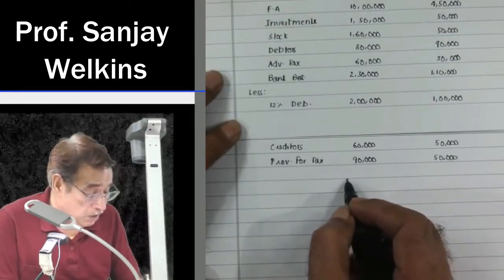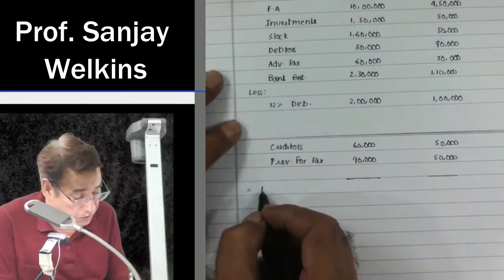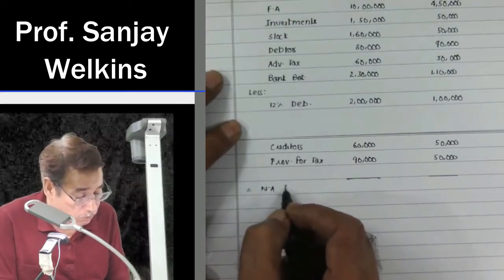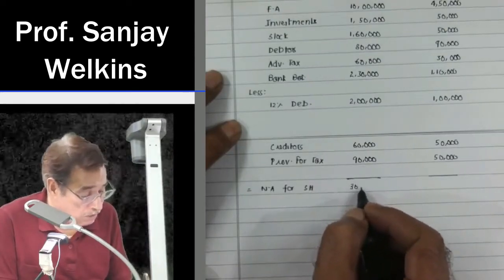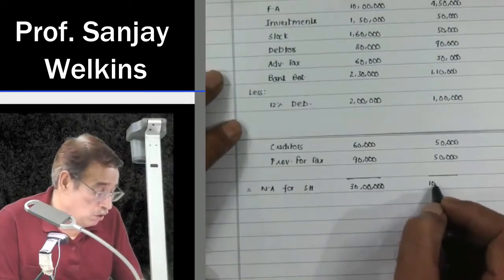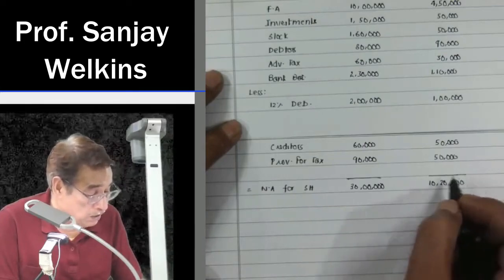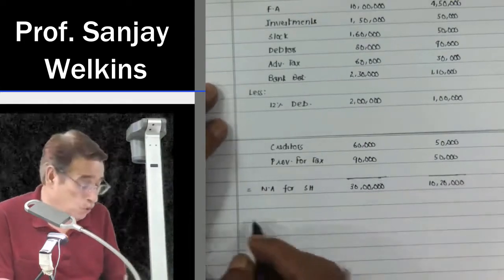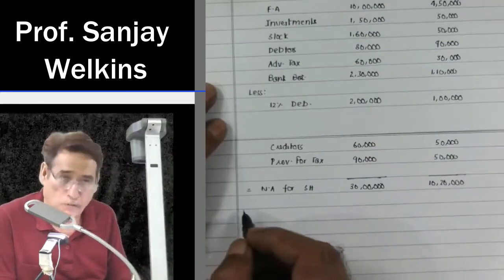So by subtracting liabilities from total of your assets, you will ultimately get net assets for shareholders. That is equal to 30 lakhs. Or should I say, you must get a figure of 30 lakhs and 10 lakh 20,000. No preference share capital is there. So these are also net assets for equity shareholders.